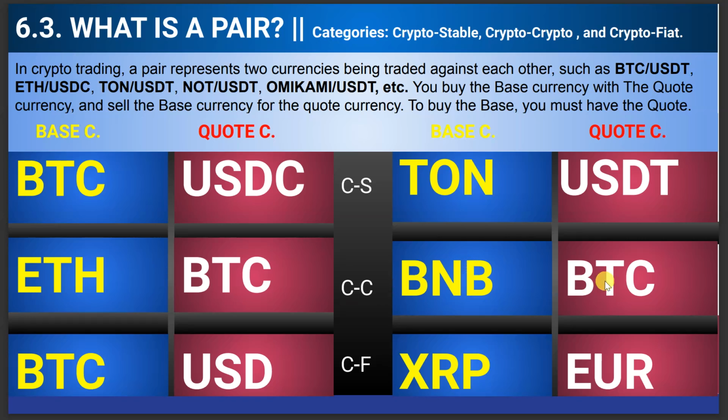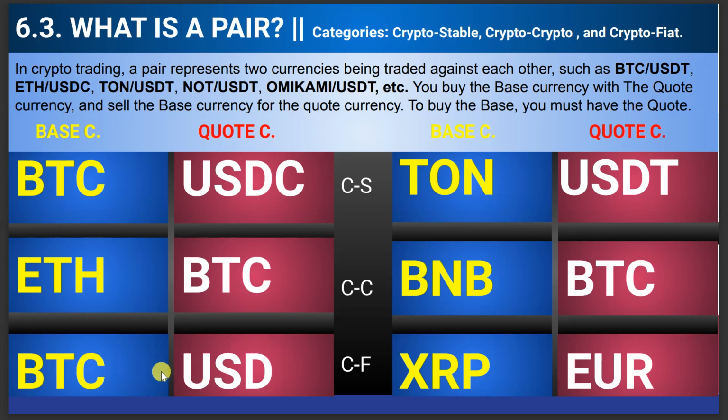So if you want to trade the BNB BTC pair, if you want to buy the BNB BTC pair, it means you already have Bitcoin you want to use to buy BNB. If you want to sell the BNB BTC pair, it means you already have BNB you want to sell for BTC. Now, when we get to the coin versus fiat currency pair, it is still the same rule.